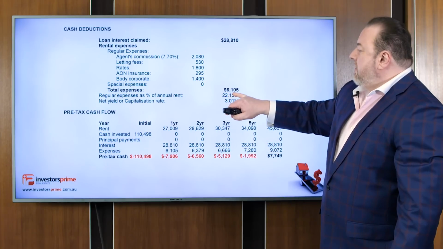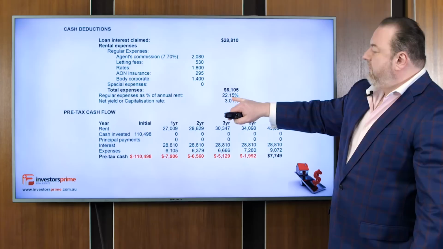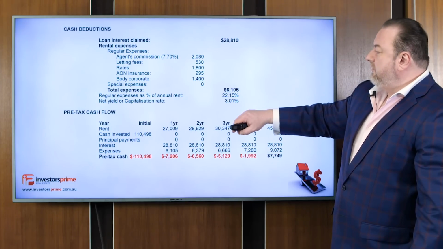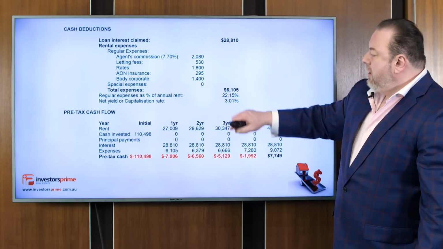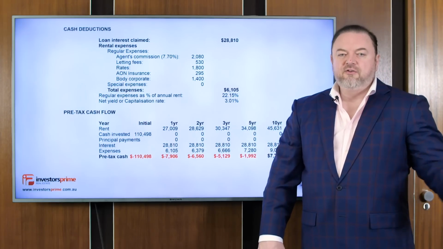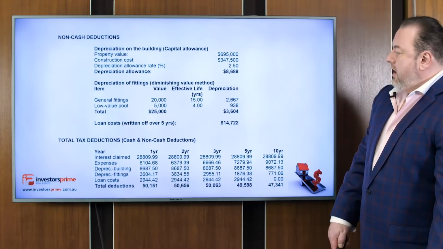So you have $6,105, which is your hard cost per year, which is 22.15% of the actual rent, which is good. That should be between 20 to 25%. So your net rental yield goes down to 3.01%, which is the net means after expenses, which is really cool. So that's a really good scenario.